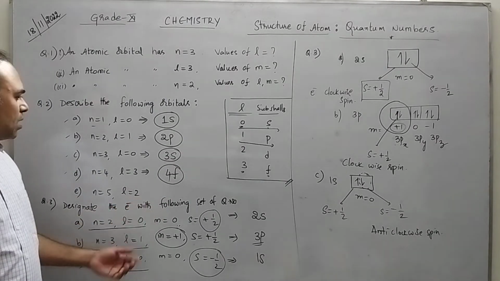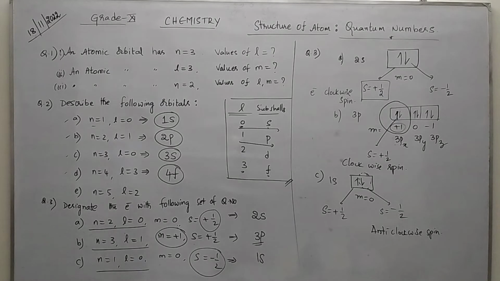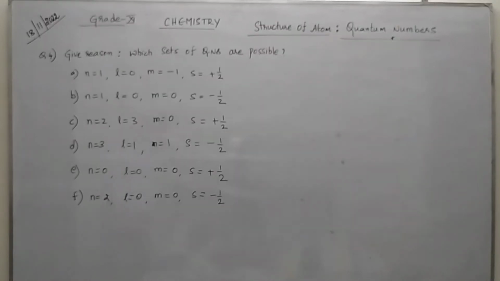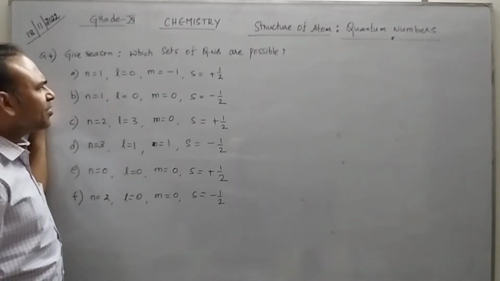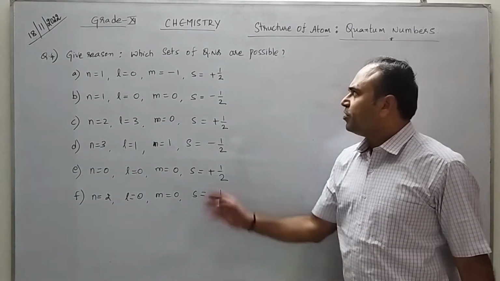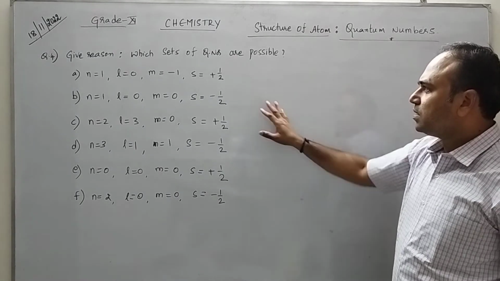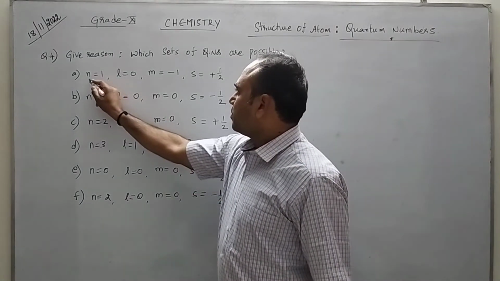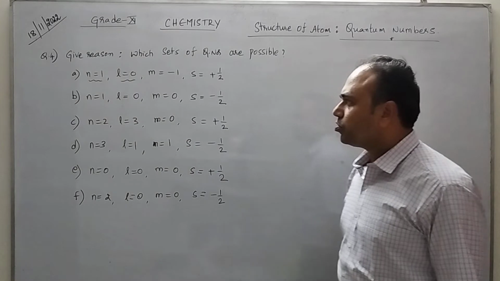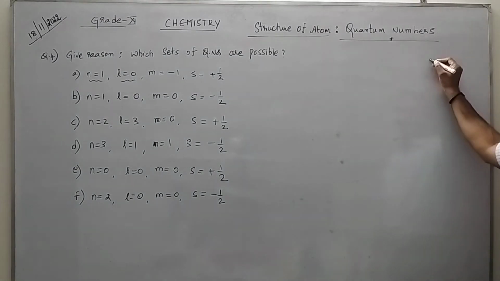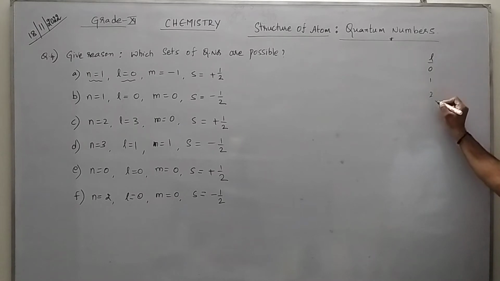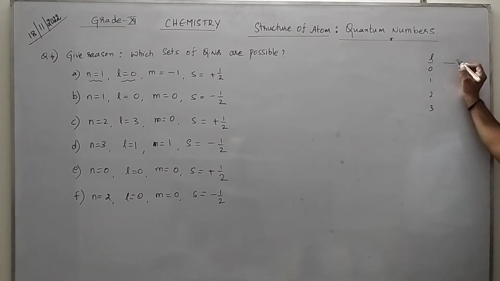Now let us move to question number 4. Now the fourth question is, they have asked you to give reason which of the following sets of quantum numbers are possible. To start with this, let us write the orbitals first. n is 1, L is 0. So I already told you, you need to represent L and the values are 0, 1, 2, 3 and so on. So what are the orbitals here? If you take the orbitals, you will get s, p, d, f.